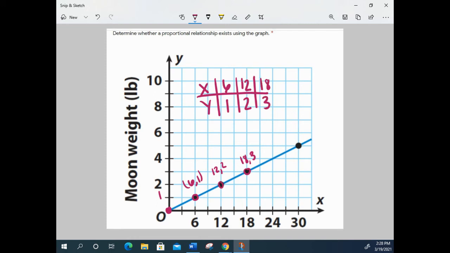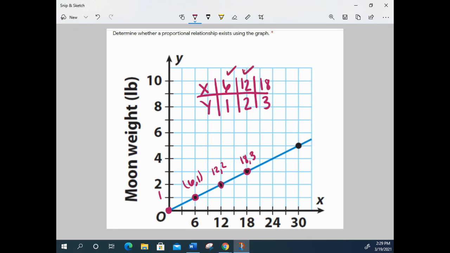So we can check to see if there is a constant of proportionality here. And if we look, what is happening to the 6 to get to a 1? Well, the number's getting smaller, and I always like to go with division first. So 6 would have to be divided by 6 to get 1. We want to check and see if that's the same case for the other values. 12 divided by 6 is 2, and 18 divided by 6 is 3.